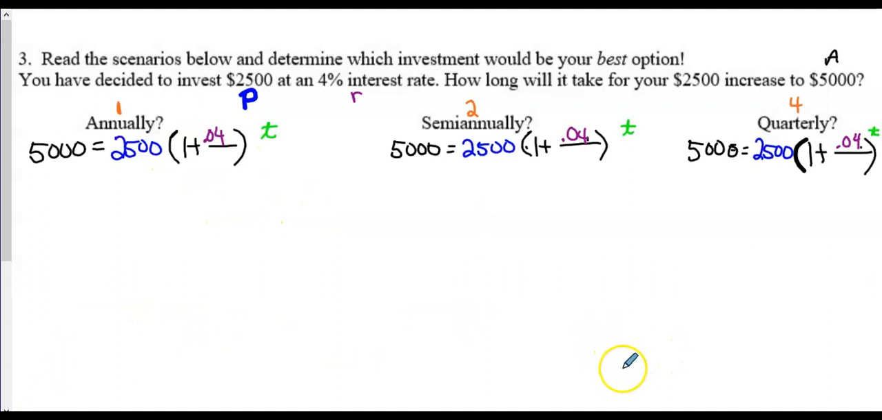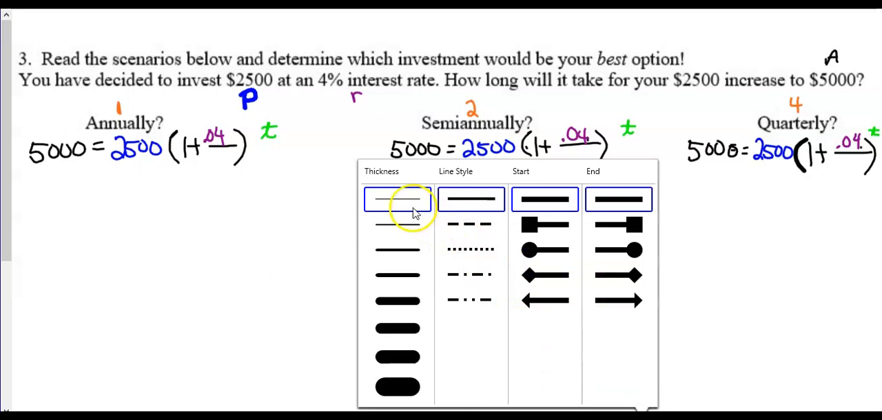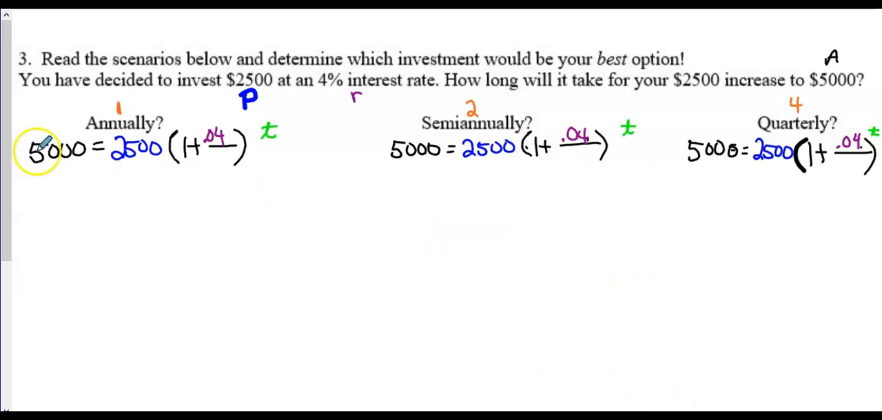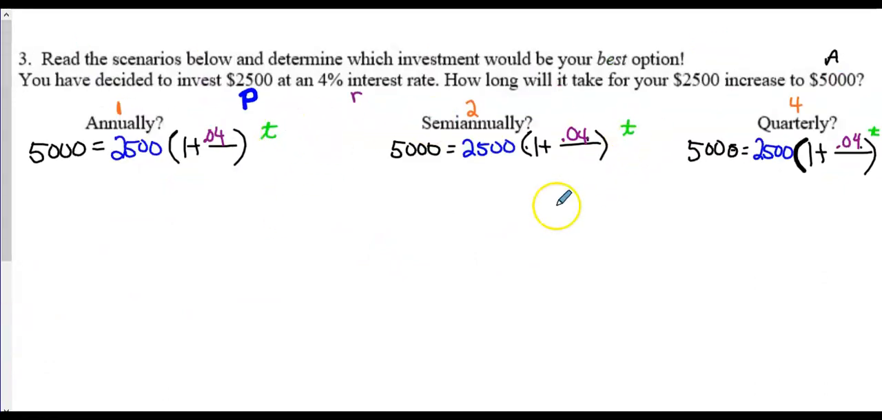So I didn't want you to have to sit through me filling in all these formulas, but I wanted to show you that every one of them has 5,000 as the future amount. So we're trying to find out how long will it take for my $2,500 to increase to 5,000. So this is my original amount, my 2,500, and then I've got the 1, of course, the 0.04 in every one of them, and I've got that on all of these. The T is what's unknown. So I filled in a T in green for the time, because that's what we're looking for.